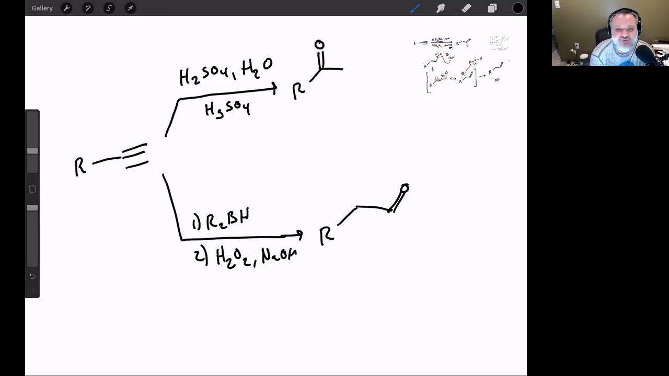And so the identity of the functional group can help you decide when you're doing synthesis which one of these reactions to use. If you want to form a ketone, you'd use the Markovnikov version of the hydration at the top. If you want to form an aldehyde, you'd use the anti-Markovnikov hydration at the bottom.